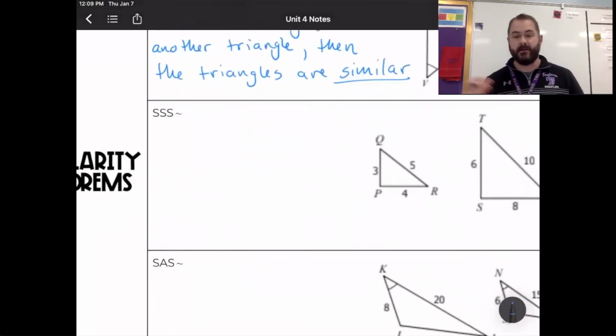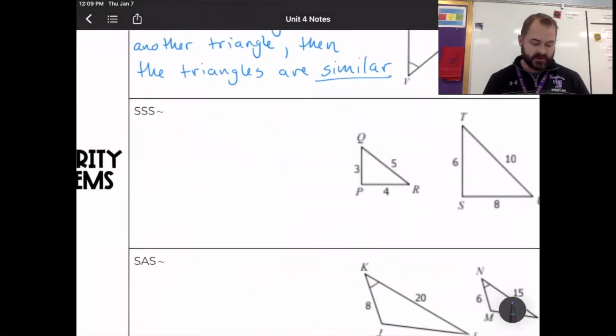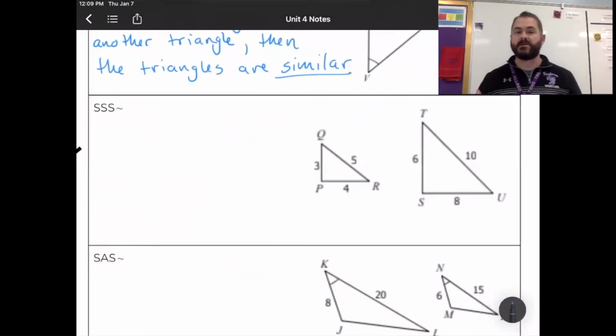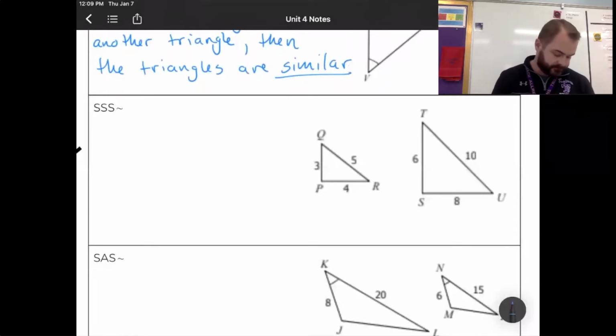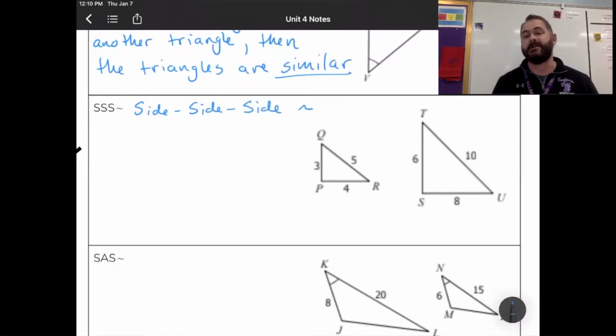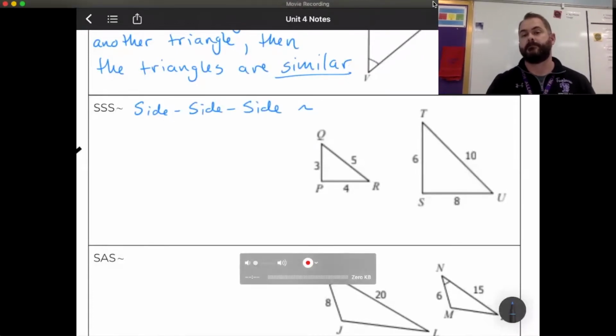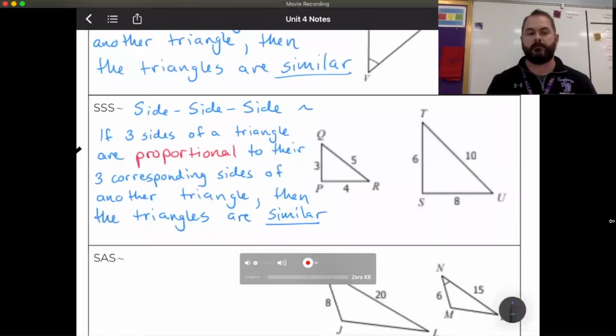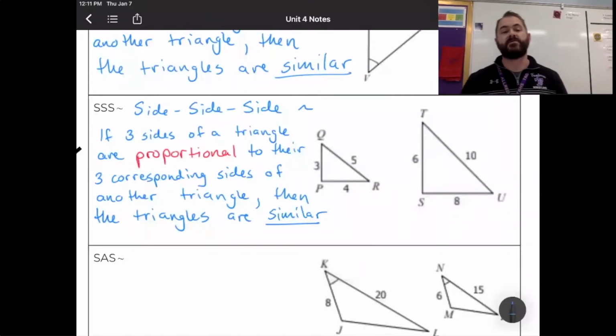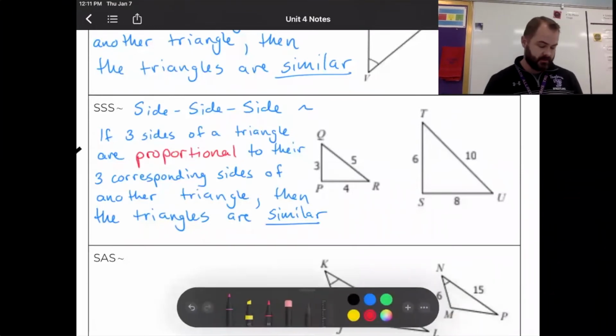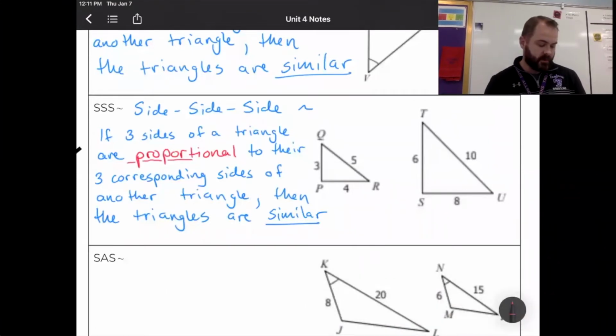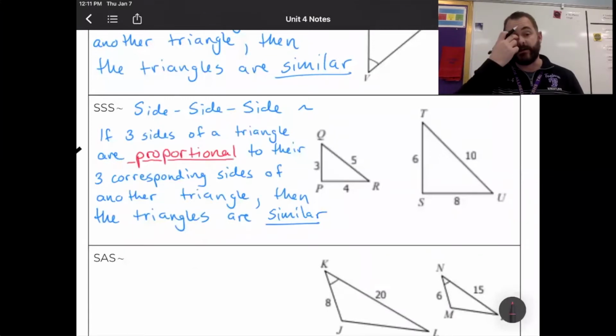Then because of this, reasons a lot like that, when we talk about similar triangles, we could establish what is called side-side-side similarity. All right, and that states this. If three sides of a triangle are proportional, okay, not equal, but proportional to their three corresponding sides of another triangle, then the triangles are similar. And here's what that means.